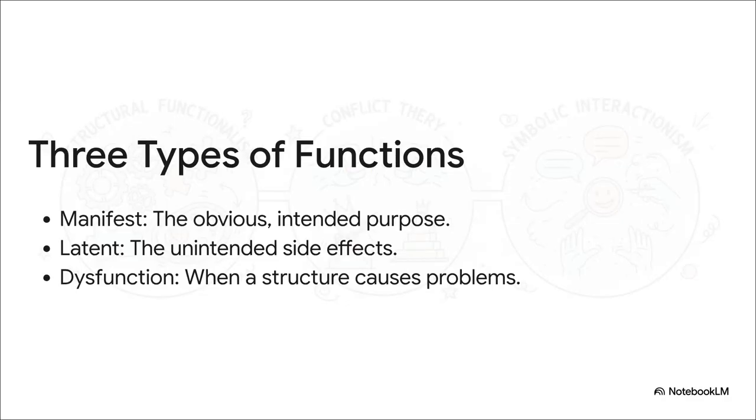So, functionalism breaks these purposes down into three types. Let's take schools, for example. Their manifest function, that's the obvious intended one, is to educate people. But they also have latent functions, which are kind of like unintended side effects, like being a giant daycare or teaching us all how to meet deadlines. And what if a part causes a problem, like schools accidentally creating social inequality? Well, that's what we'd call a dysfunction.